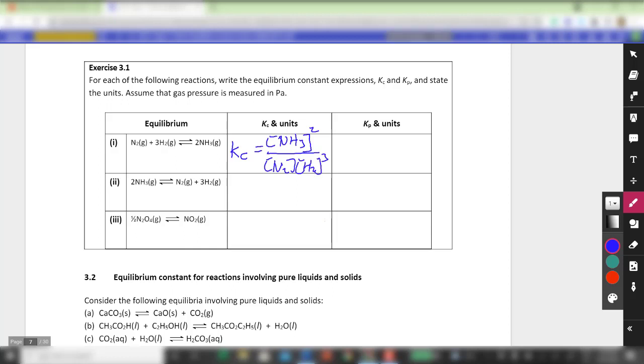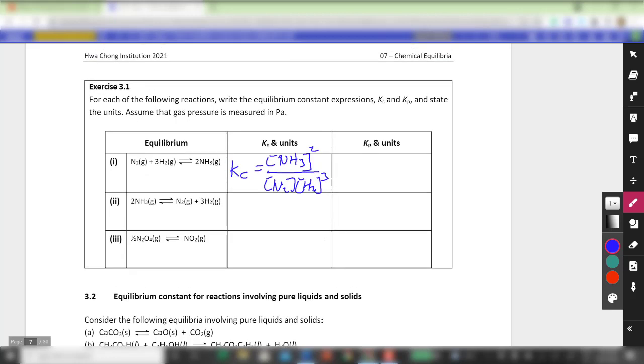In terms of units, I don't think I really need to go into huge detail, so I'll just use the example, the Haber process, to explain. In this case, the numerator unit will be mole to the power of 2 and dm to the power of 6. This will be divided by mole to the power of 4, dm to the power minus 12. So the units will be mole to the power minus 2 and dm6. We'll do the same thing for Kp.